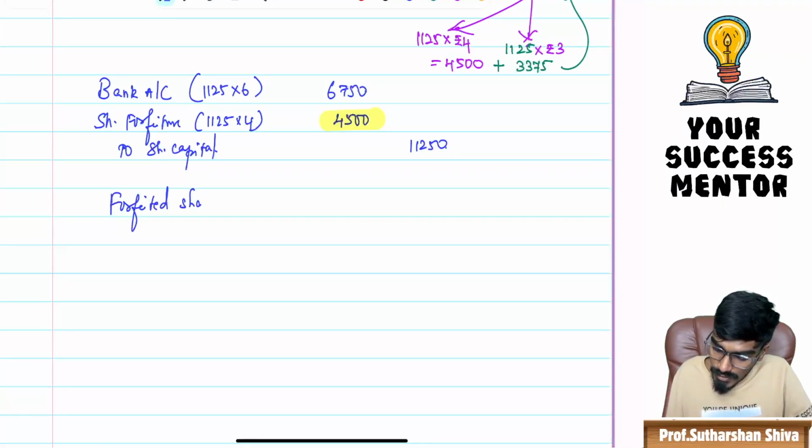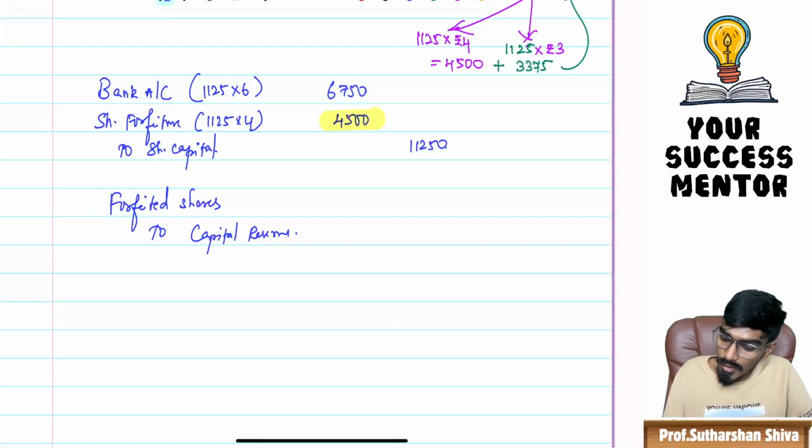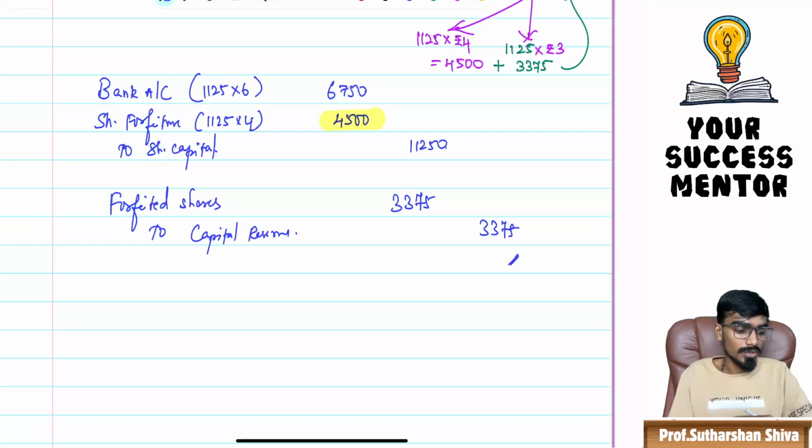What is the value, guys? Transferring the forfeited shares to capital reserve is the entry we will be passing. And what is the value? 3375. 3375. That's how we will be completing this question.